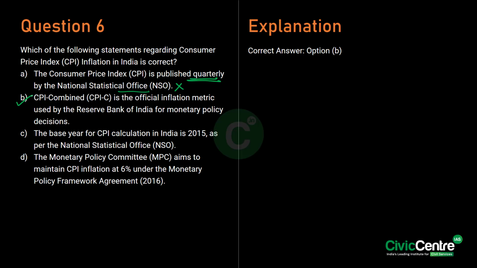So the Monetary Policy Committee under the Monetary Policy Framework Agreement aims to maintain CPI inflation at 4% plus or minus 2%, but it is not 6%. Hence, this makes the statement wrong. And here the base year is 2012, but not 2015. So this makes option C also wrong, leaving the correct answer as option B.